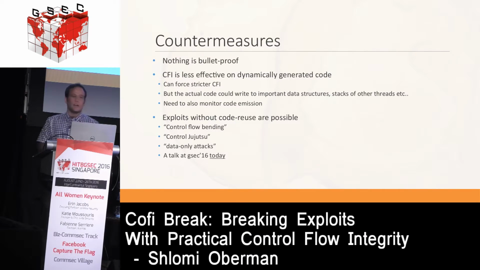A little bit about countermeasures, or how attackers will bypass these types of solutions. So, as I said, CFI is somewhat less effective on dynamically generated code, because we don't actually know what the code looks like, because someone may have been emitting code that does malicious stuff without breaking control flow integrity. And also attacks without code reuse are possible. I believe there's another talk later on today that talks about a similar exploit. There has been some work on control flow bending. There has been some work on how to bypass control flow integrity solutions using only data modifications.